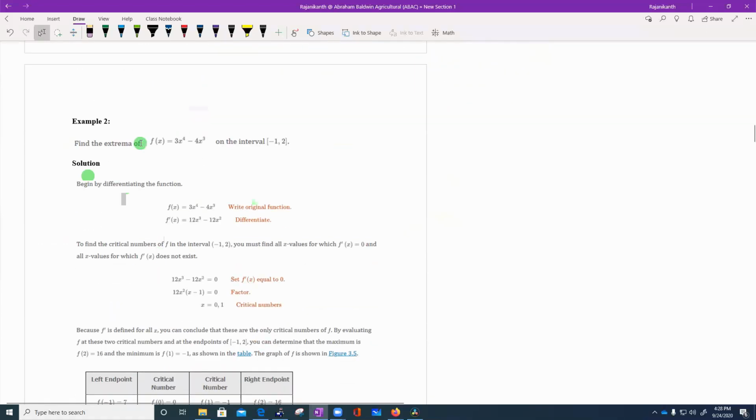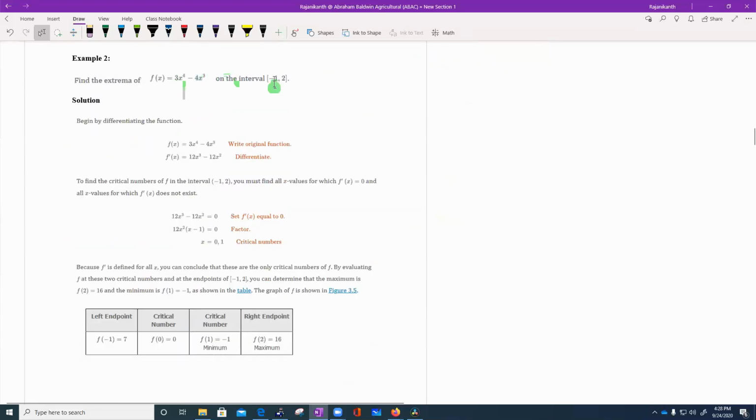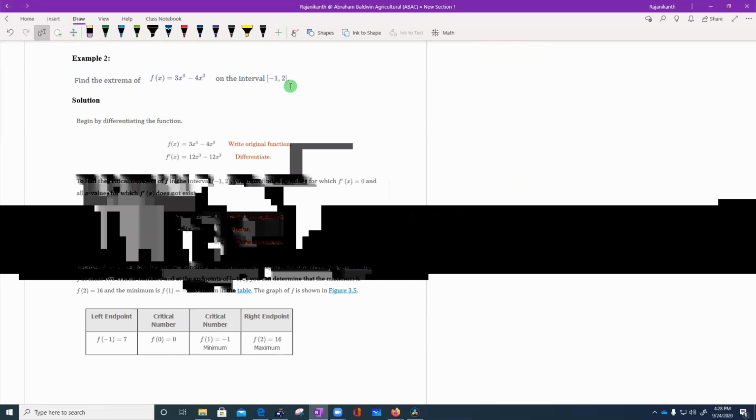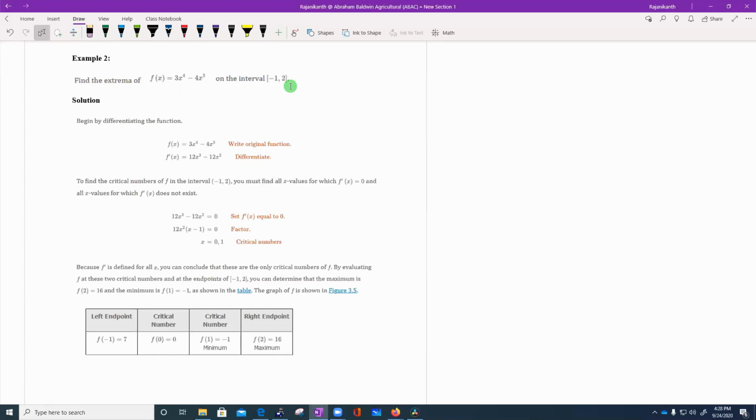Look at this. Find the extrema of this function on the closed interval, -1 to 2. Okay, remember what is the task? The task is to find the minimum or maximum value of the function, right? On that closed interval, -1 and 2. Remember, endpoints are now included. You have to find the function's minimum and maximum value.